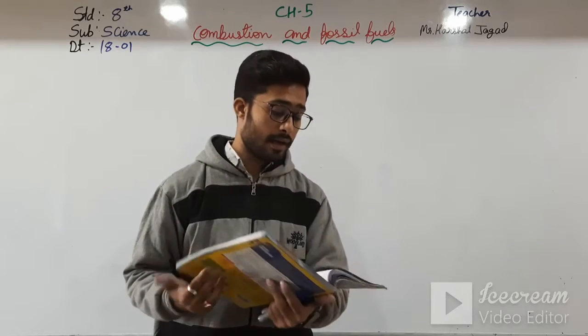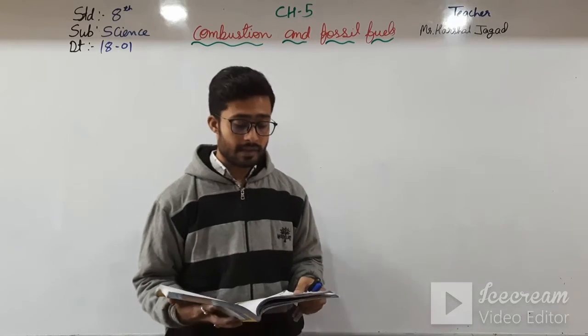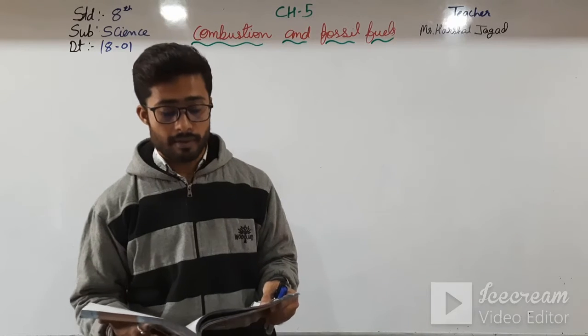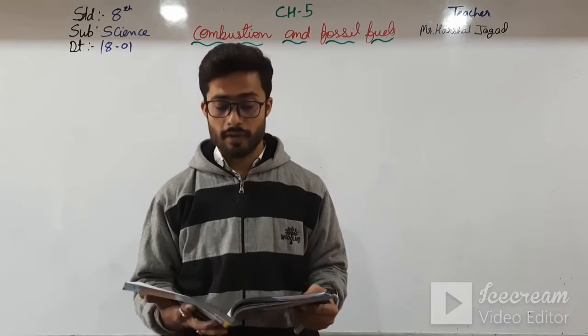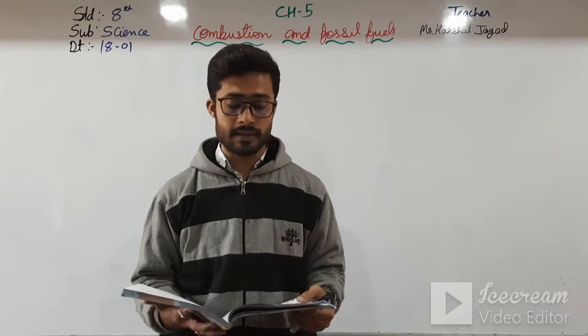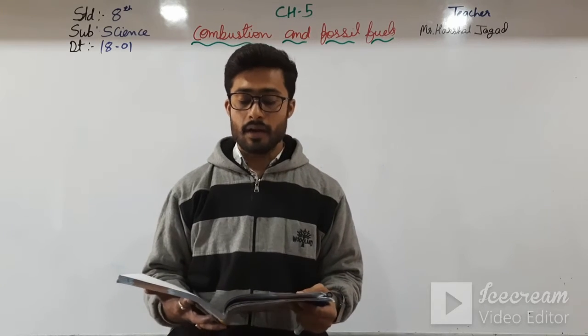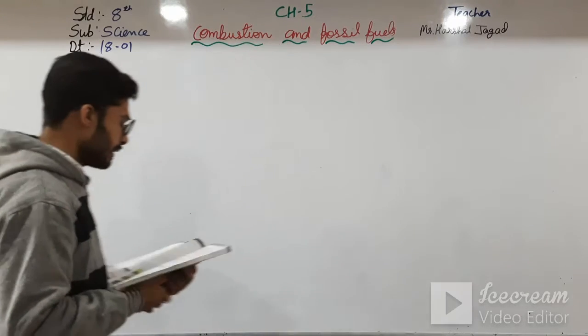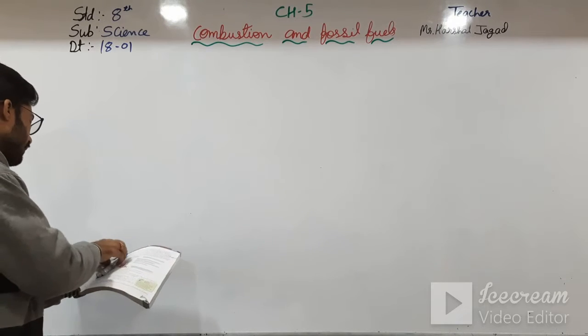In this flow chart, bituminous coal is heated to a very high temperature in absence of air to obtain useful substances such as coke, coal tar and coal gas. So here I am drawing that flow chart.